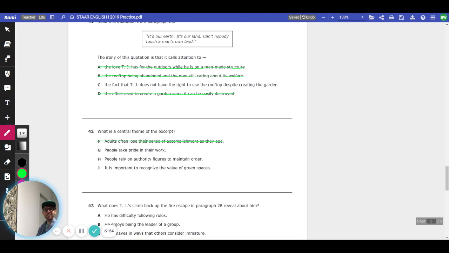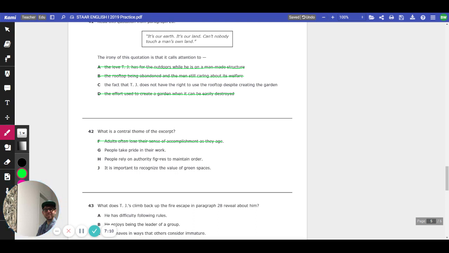People take pride in their work. Well, the boys are super proud of the watermelon patch, so it could be. And they worked hard. It keeps pointing out how hard they've worked on it and how great they felt about it and all that. So it could be that one.